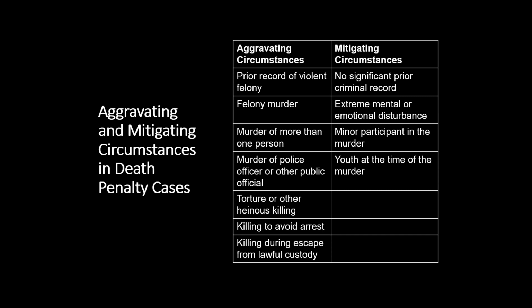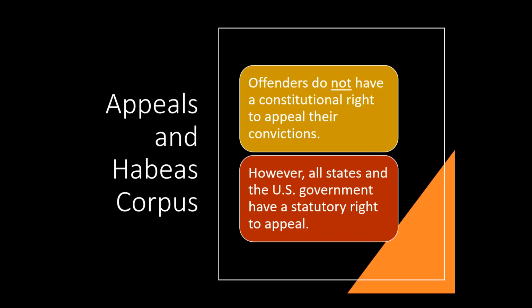All those can be aggravating enough that can be considered by a jury in the bifurcated trial to sentence you to death. Mitigating: no prior criminal record, mental or emotional disturbance, not going to the level of insanity, minor participation, so it's a murder felony but you were just driving the car, or you were a youth at the time, although you can't execute someone who's under 18 in the United States.